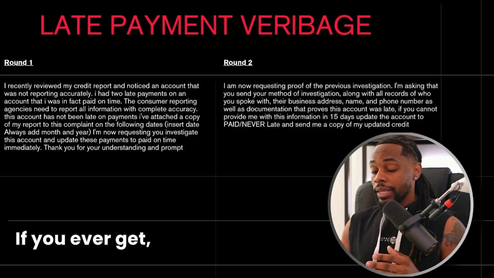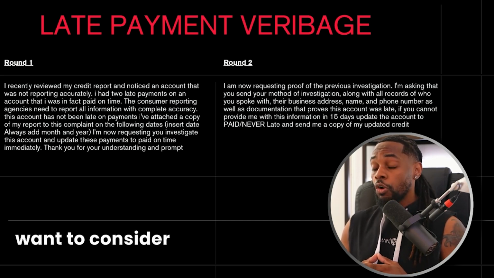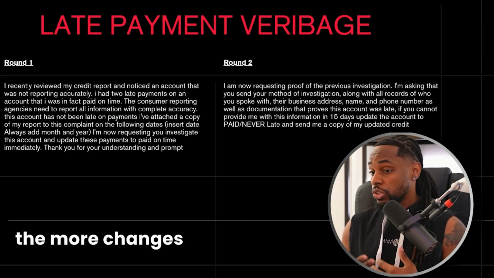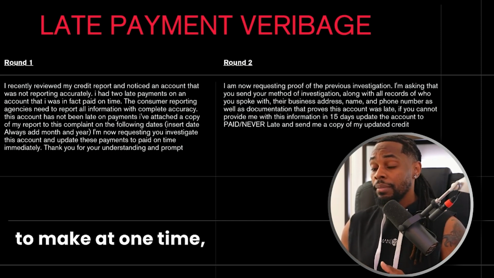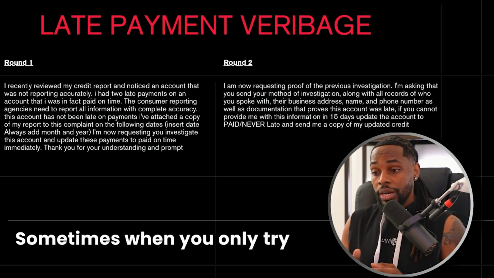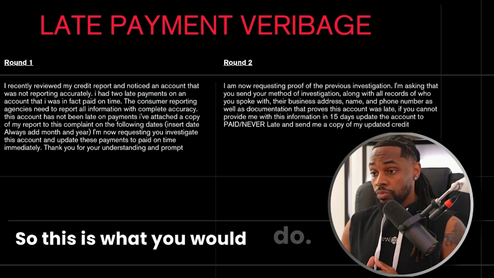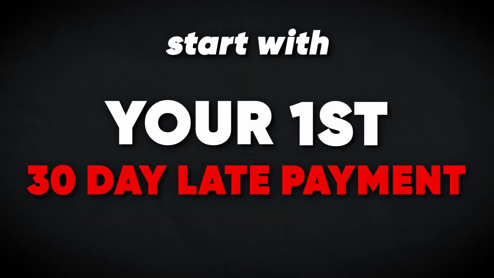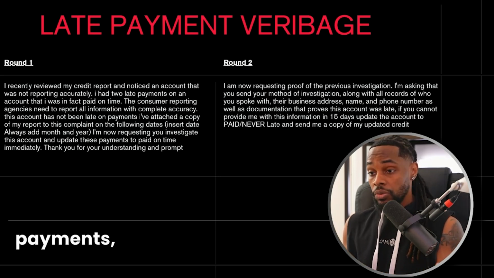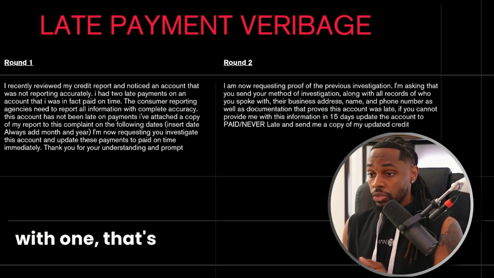If you ever get, let's say, the account verified after round 2, you might want to consider only disputing 1 at a time. In my experience, I noticed the more changes you try to make at one time, the less likely it is to happen. With late payments, sometimes when you only try to just change 1, it makes it so much easier. So this is what you would do. Start with your first 30-day late payment. You're going to send this. If you want to do 2 late payments, then you can. Again, no more than 2, but if you want to start with 1, that's okay too.